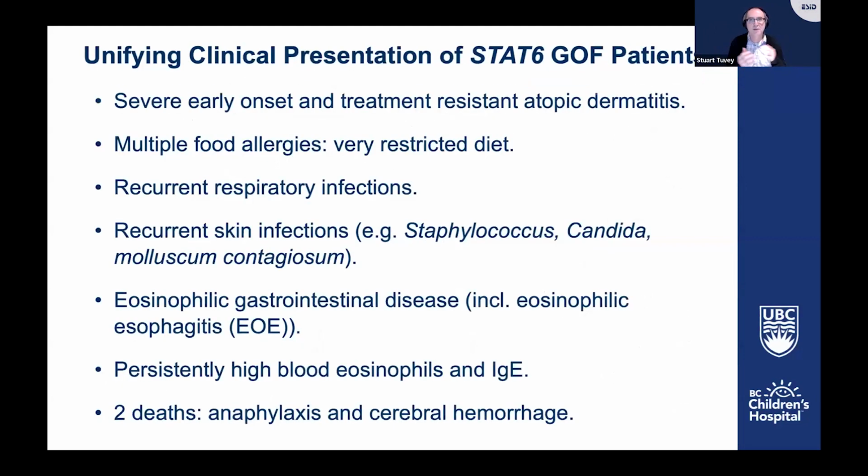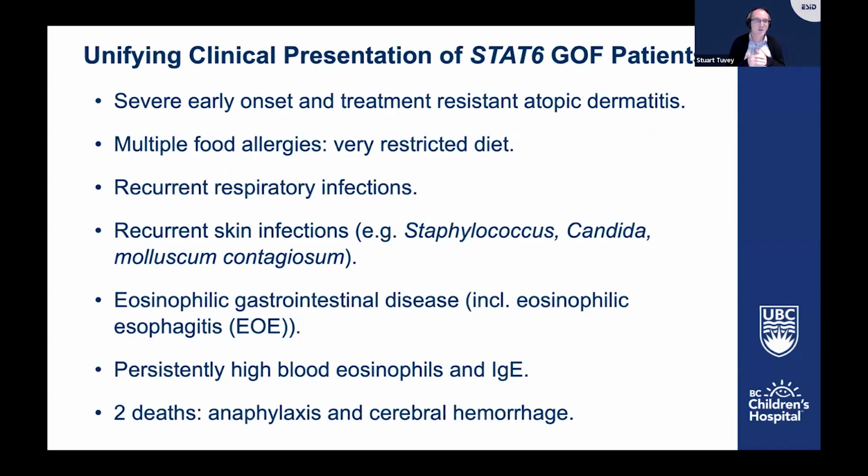And so this is what the patients with STAT6 gain of function disease look like. They develop severe early onset treatment-resistant atopic dermatitis within the first weeks of life. Really, all the patients have this. Over time, they add other manifestations, including food allergies, so multiple anaphylactic food allergies leading to very restricted diet. Some patients are just receiving elemental diet by gastrostomy tube feeding.